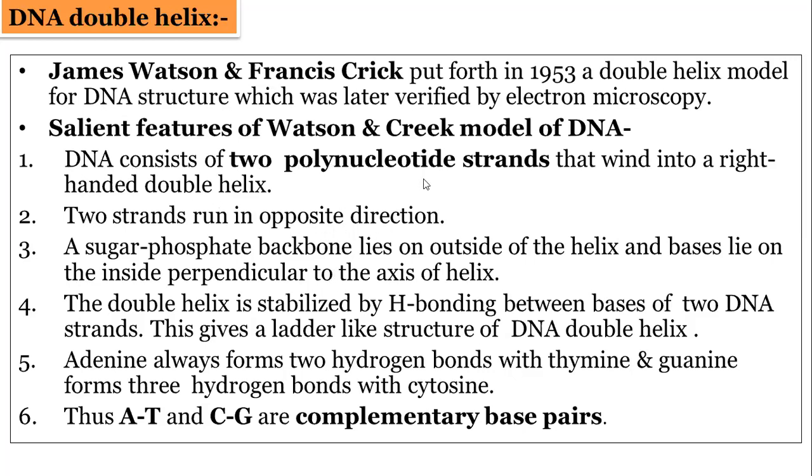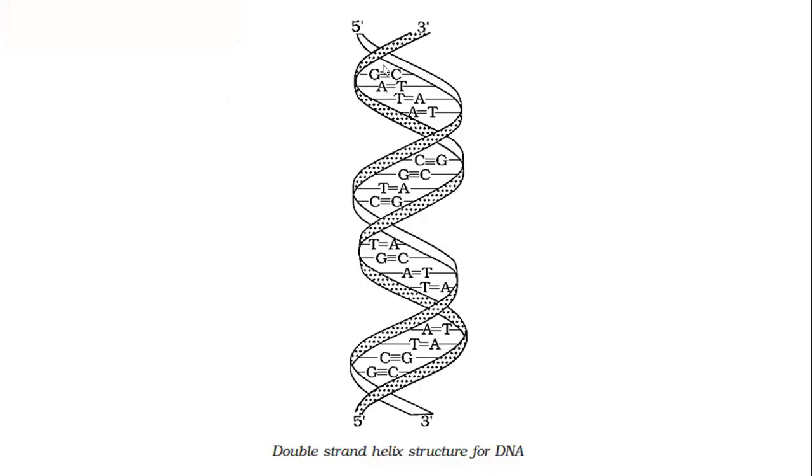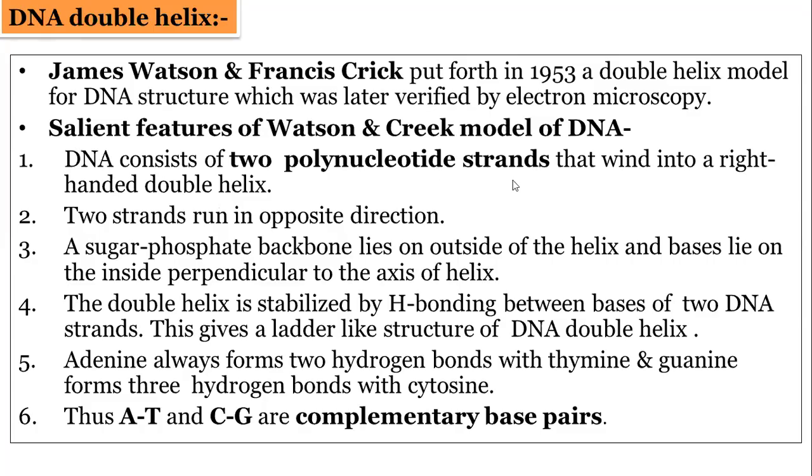DNA consists of two polynucleotide strands, which are shown here. This is one nucleotide strand, and this is another nucleotide strand. It is a right-handed double helix, and the two strands run in opposite directions. Sugar phosphate backbone. The double helix is stabilized by hydrogen bonding between bases in the two strands.